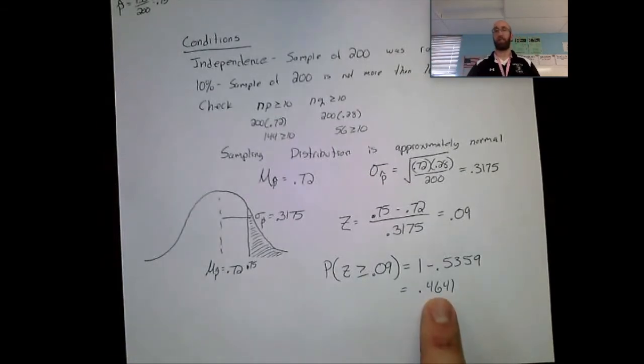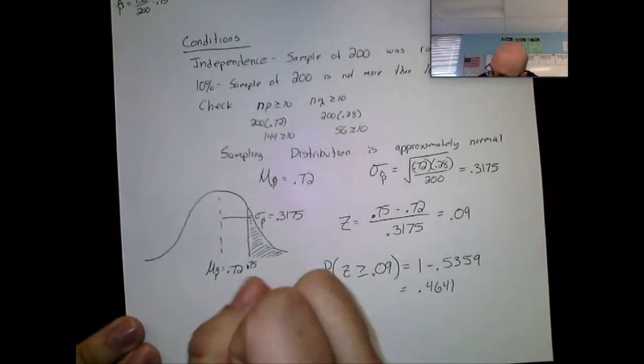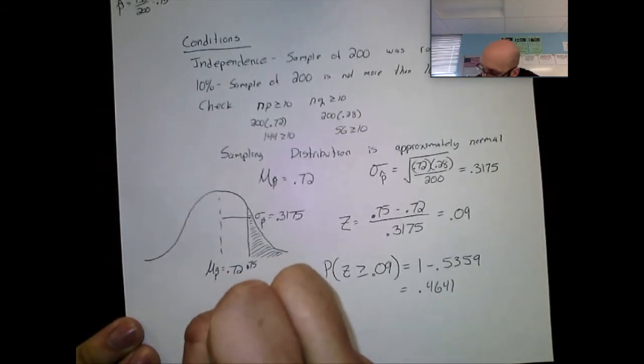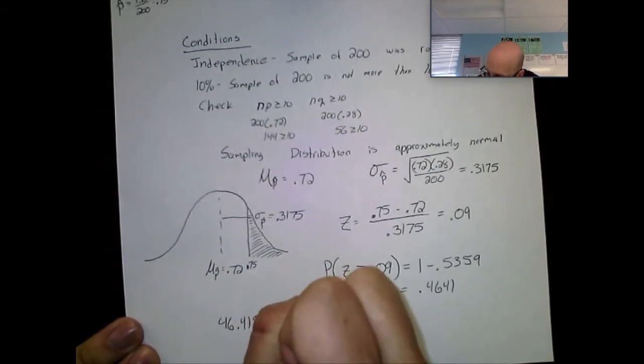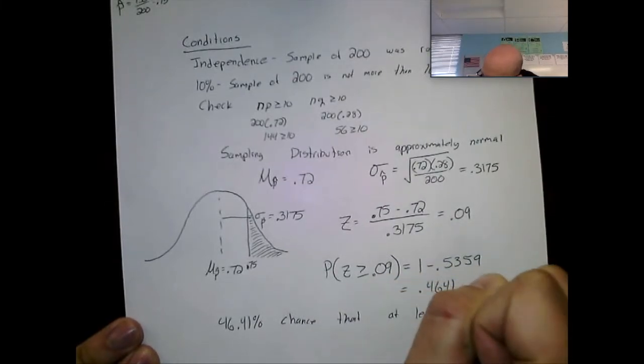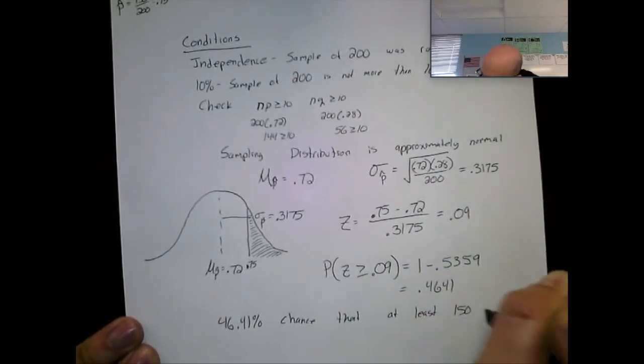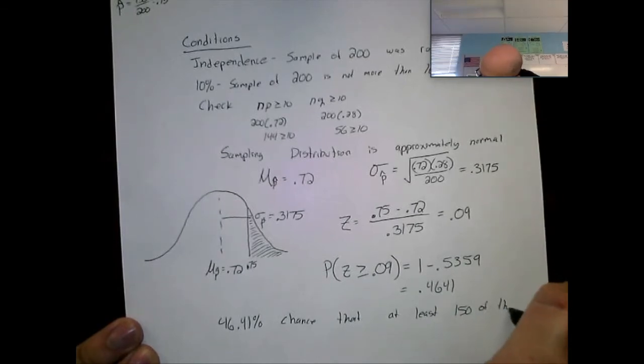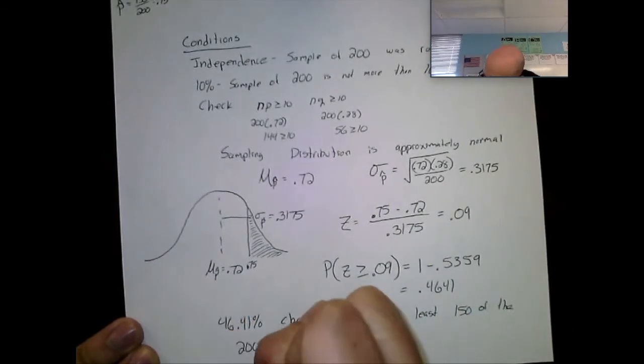We're almost there. We just have to tie everything together through context. What does this 0.4641 mean? I'm kind of restating the problem. What this means is there's a 46.41% chance that at least 150 of the 200 students attend prom.